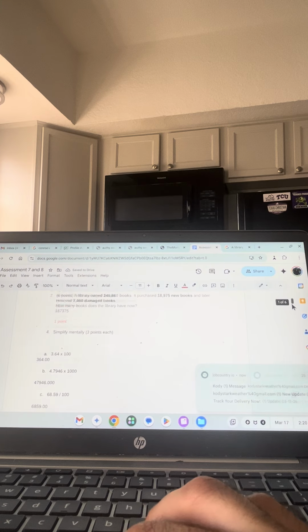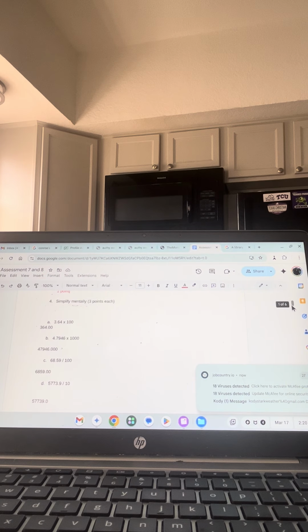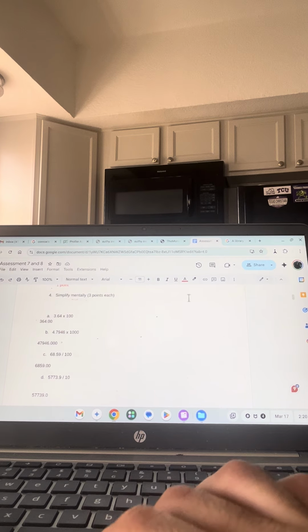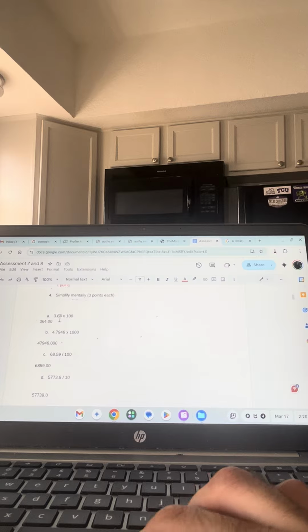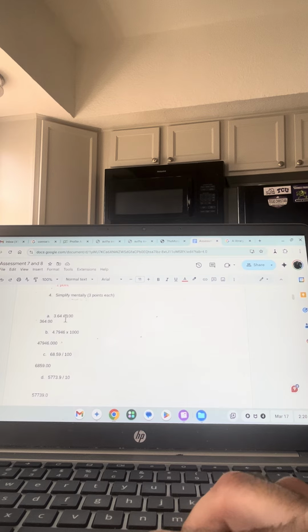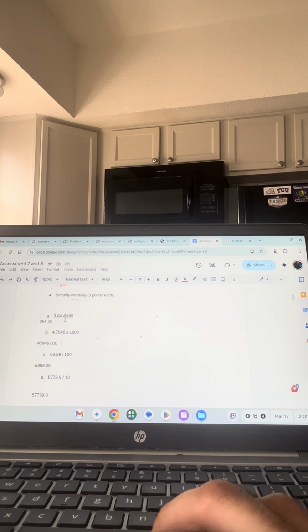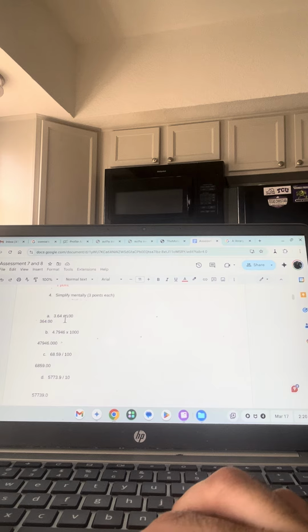Simplify mentally. Here we go. These you should be able to do in your head, but if you want, you could do it on paper. Whenever you have a decimal number and you're multiplying it by a 1 followed by zeros, you're simply going to move the decimal point by however many zeros there are. If you had 3.64 times 1, you would just leave it as 3.64. 3.64 times 10, you would move the decimal point 1 place to the right, and then you would have 36.4. 3.64 times 100, we have 2 zeros, means you're going to move it 2 places to the right.